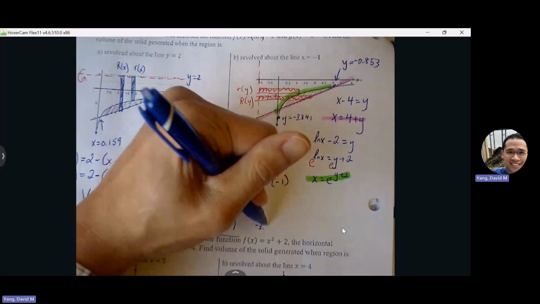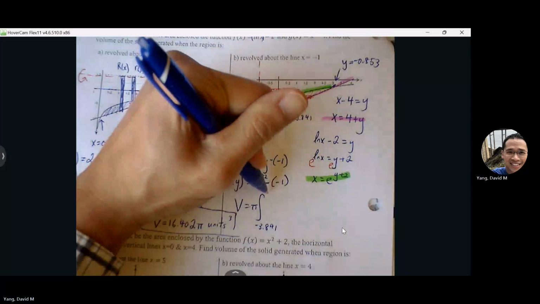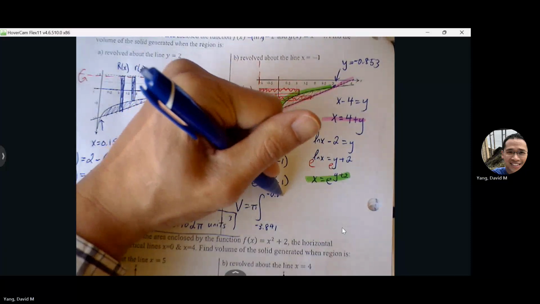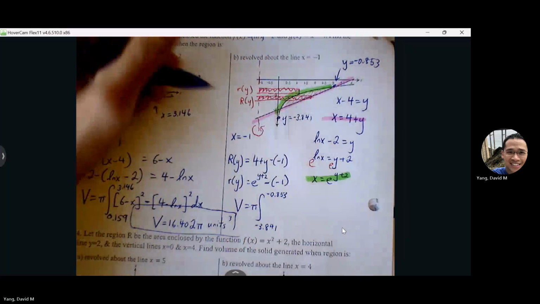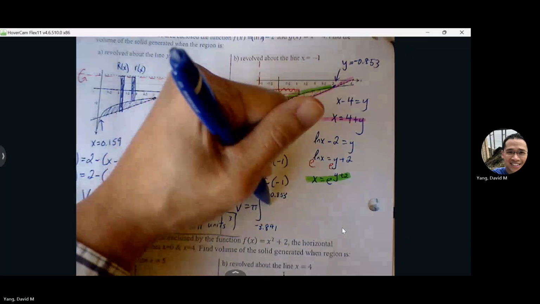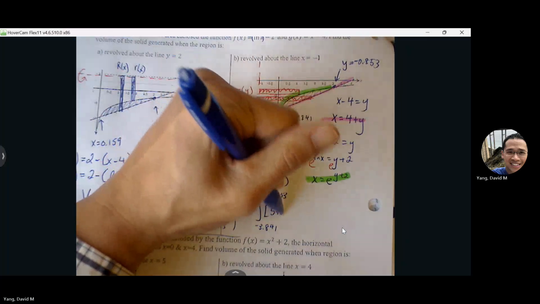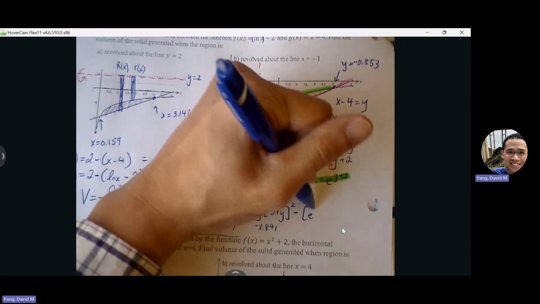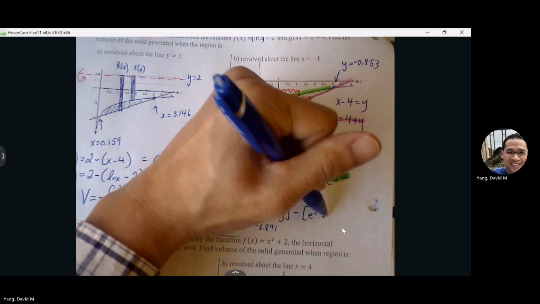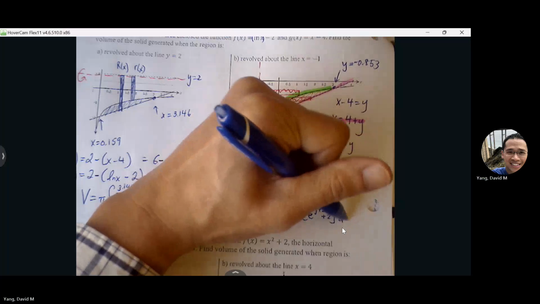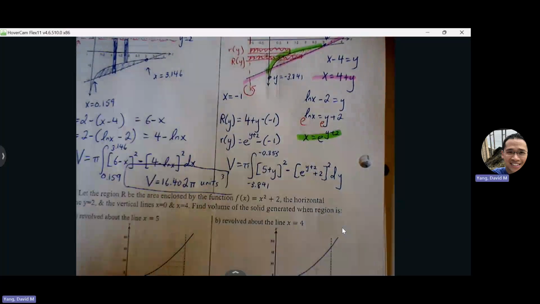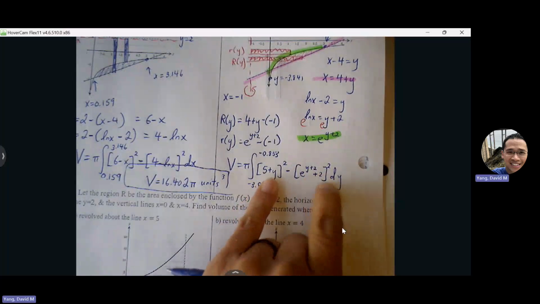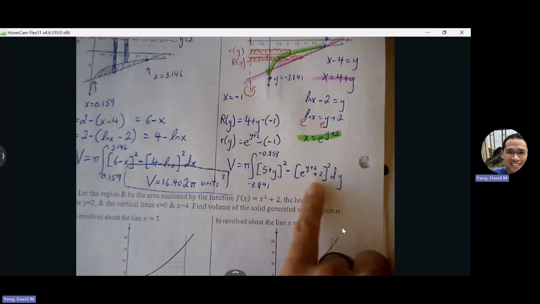Okay, integral from your lower y value to your higher y value. Big radius squared minus little radius squared. On paper, you're writing y variables down, but in your calculator, you're going to type in x's.